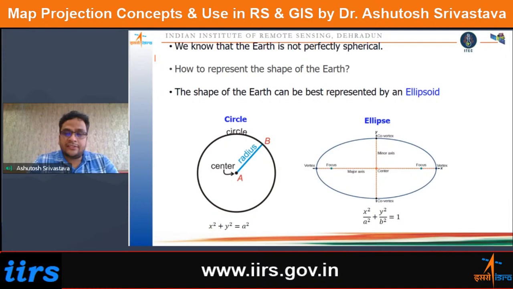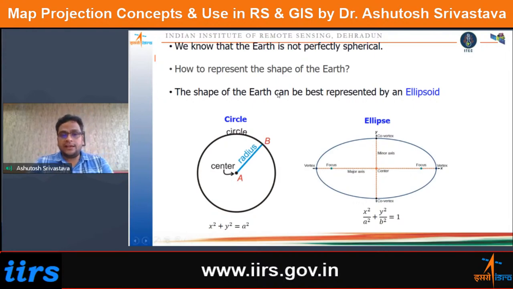Now, as I told you in my first slide, the polar radius and the equatorial radius were not the same. There is around a 22 kilometer difference. So our Earth is not perfectly spherical. Now, how do we represent the shape of the Earth? The answer is that the shape of the earth can be best represented by an ellipsoid. Now the question comes, what is an ellipsoid? We will discuss this.